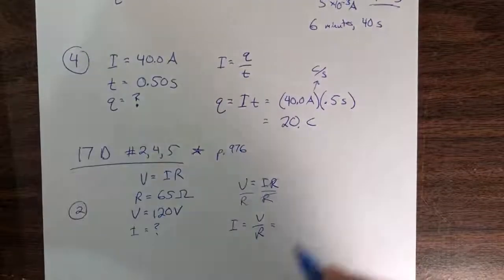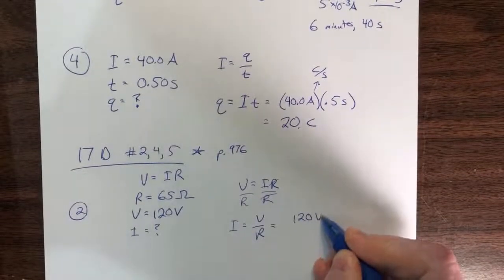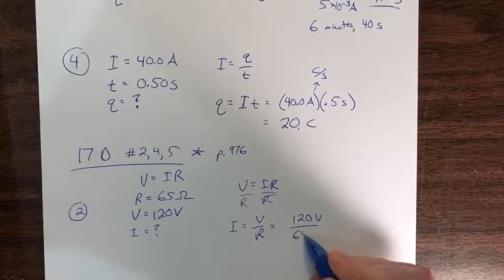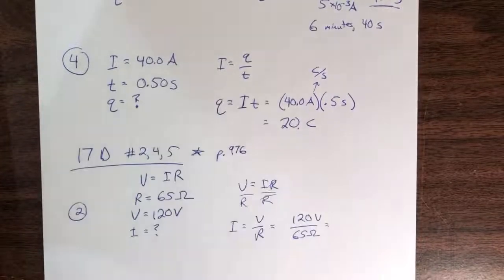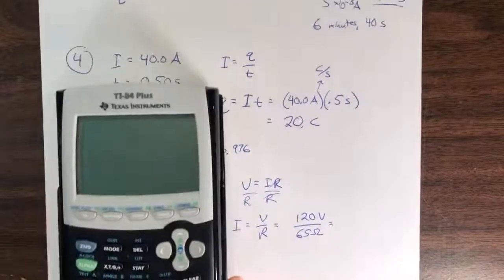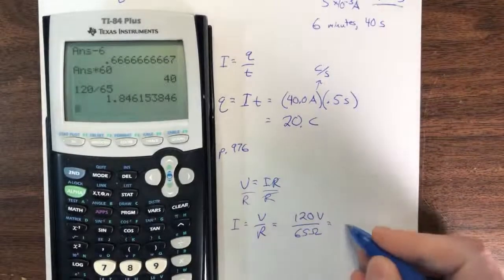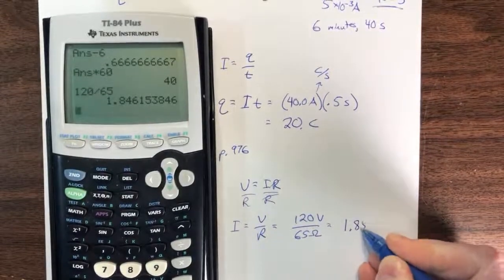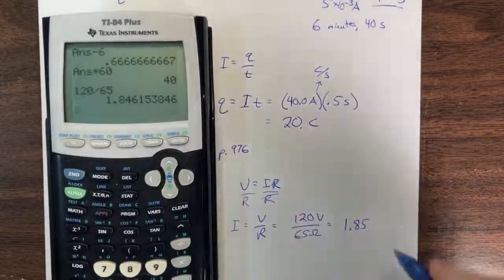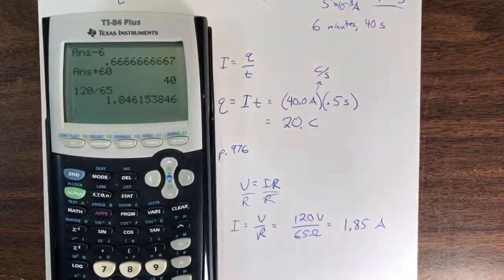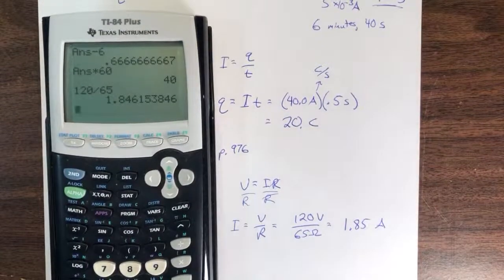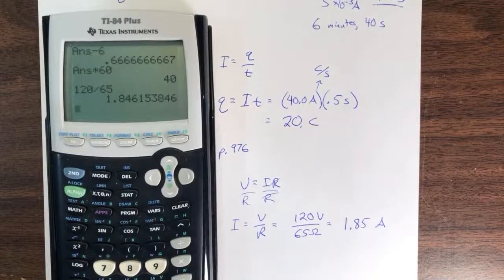So here we go. Voltage of 120 volts, resistance of 65 ohms, which gets us 120 divided by 65, or 1.85, and our units are going to be amps. 1.85 amps.